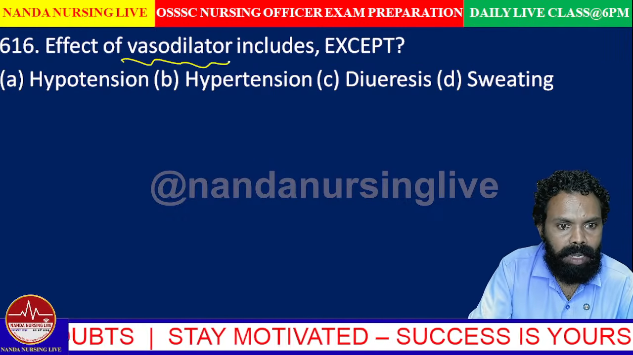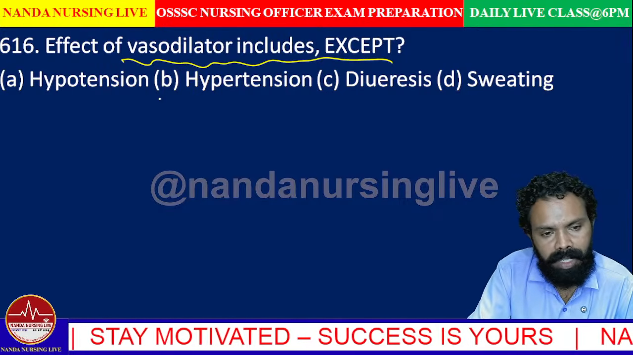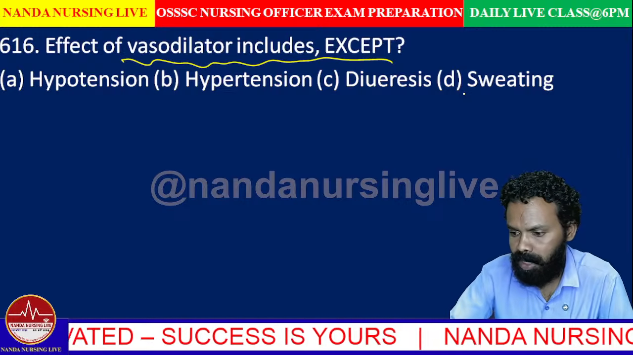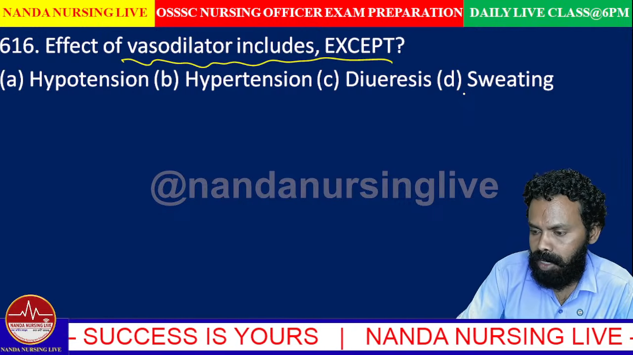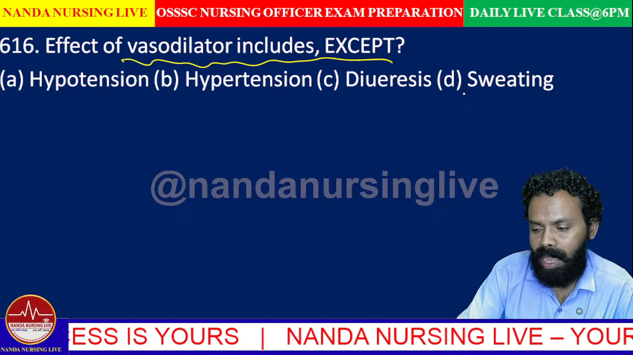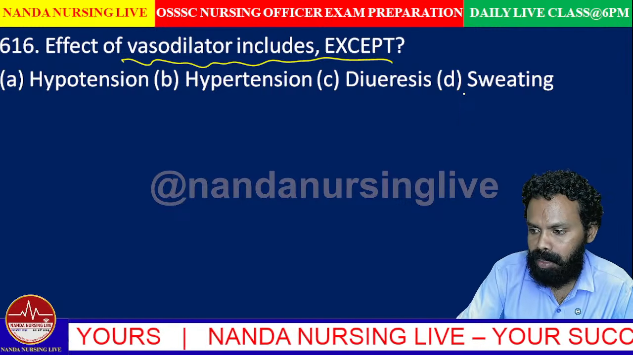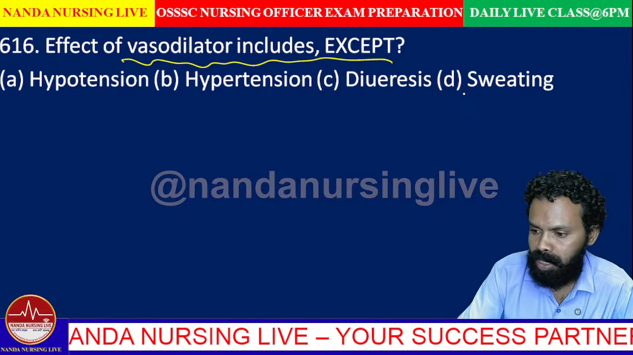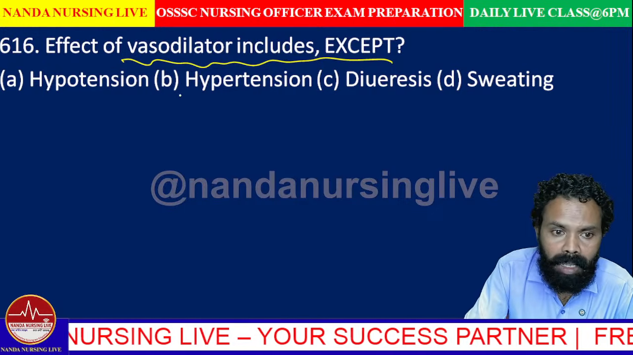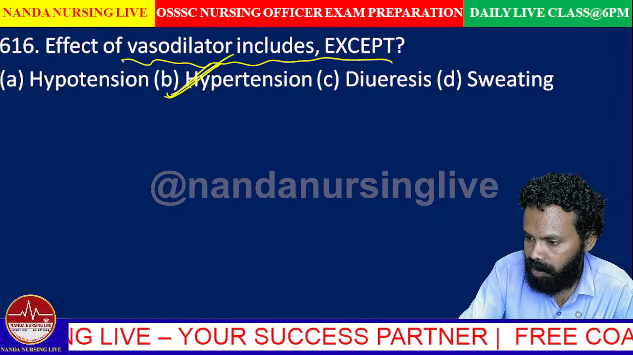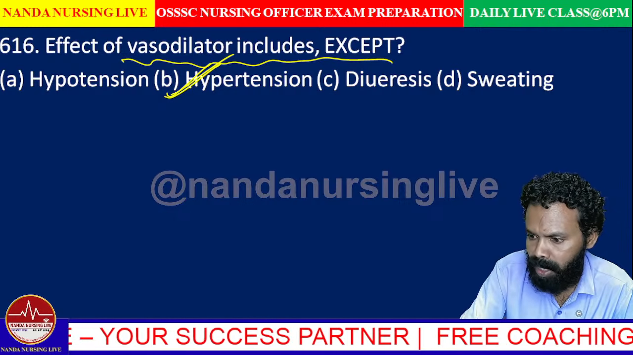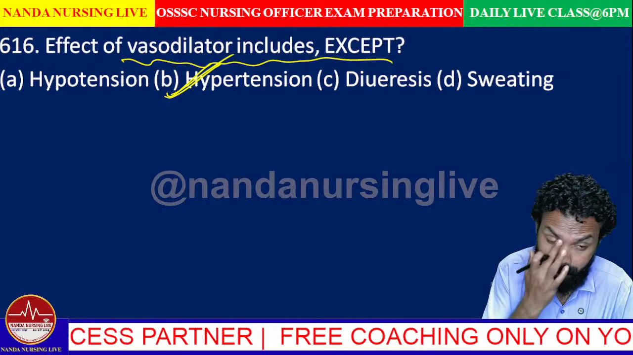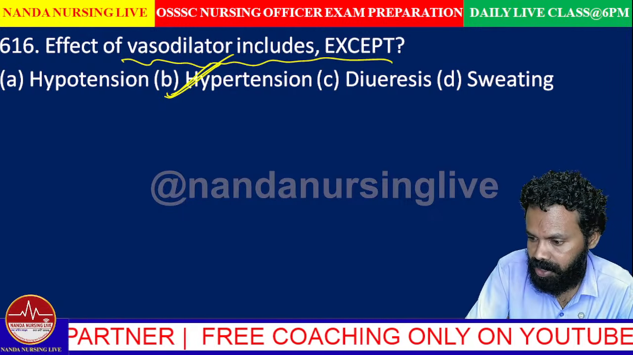Next question, question number 616. Effects of vasodilator include, except: option A hypotension, option B hypertension, option C diuresis, option D sweating. So which option is the correct answer? The correct answer is hypertension. The primary effect of vasodilators is to widen blood vessels, which decreases peripheral vascular resistance and lowers blood pressure, right? So option B is the correct answer, hypertension.